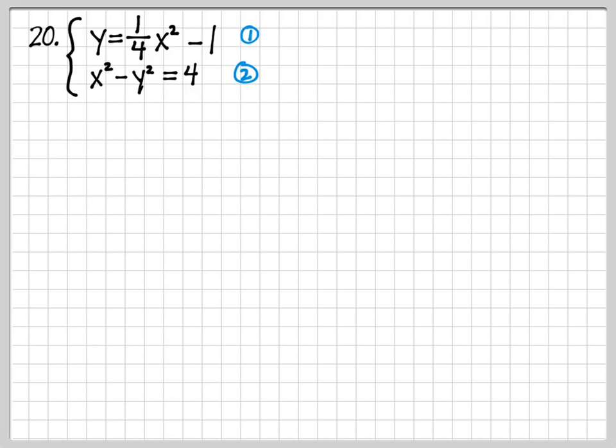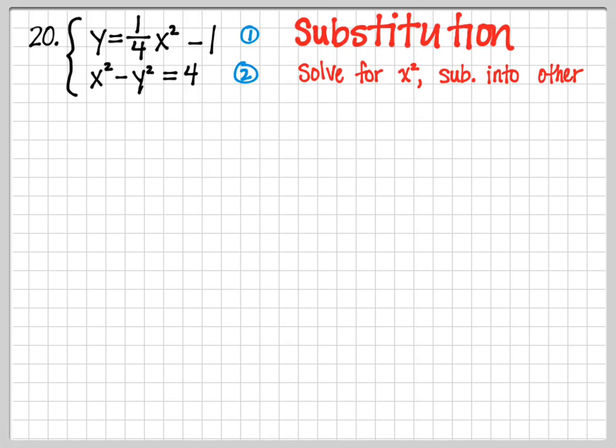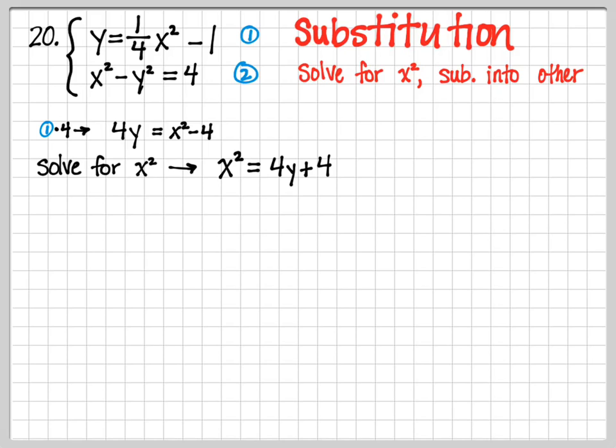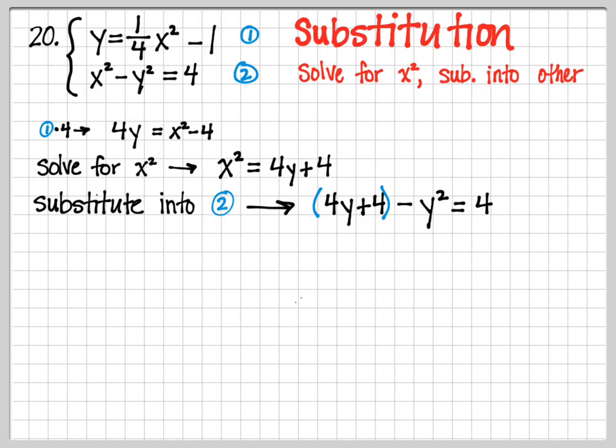First of all, we're going to call these equation 1 and equation 2 for a little bit easier dialogue. And the method we're going to use for this particular problem is the substitution method. We're going to use one of these equations to solve for x squared and substitute that into the other equation. So using equation 1, I'm going to multiply all the terms by 4 so that there are no fractions. And then I'm going to use that to solve for x squared, and I get that x squared equals 4y plus 4. I'm going to substitute that into equation 2, and we end up with this equation.